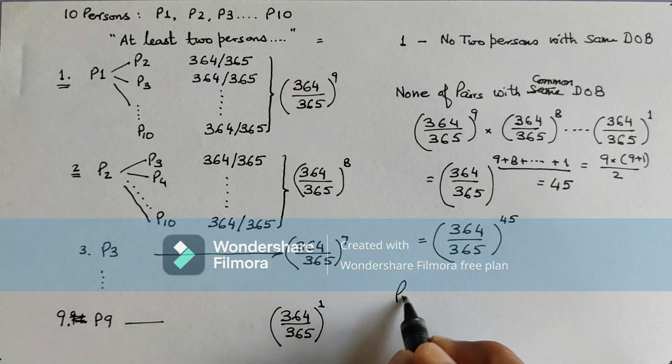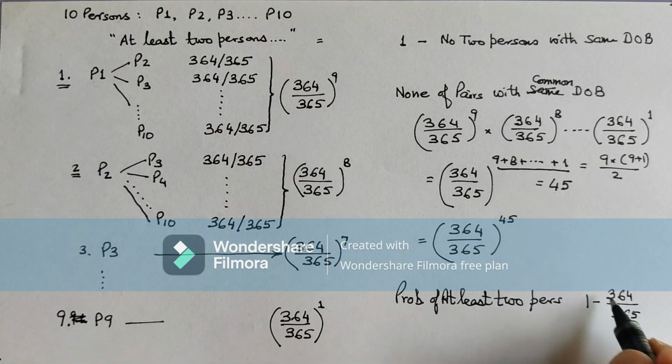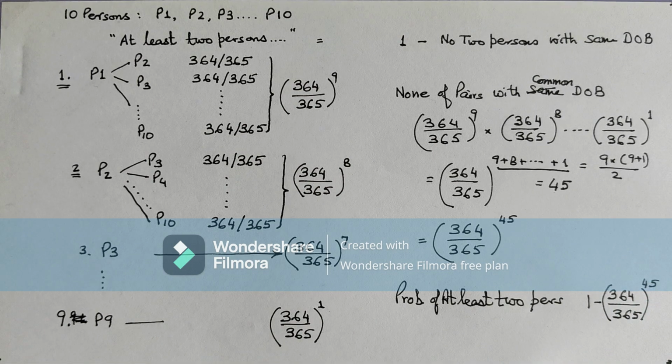So the probability is 1 minus bracket 364 by 365 to the power 45. Seems logical? By the way, this is not the correct answer. How do I know? Logic again.